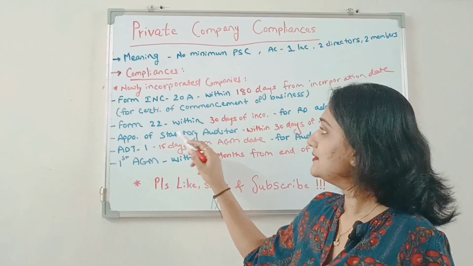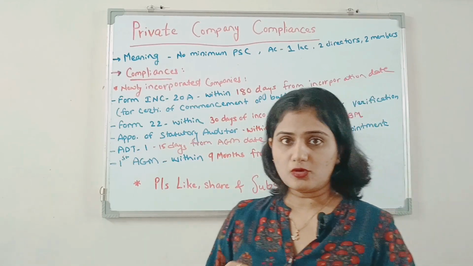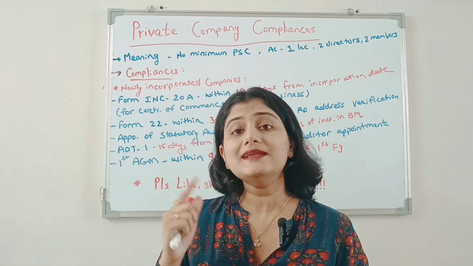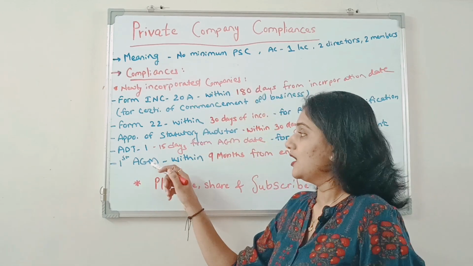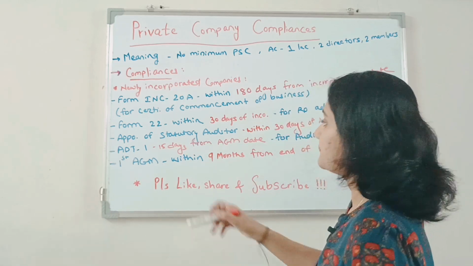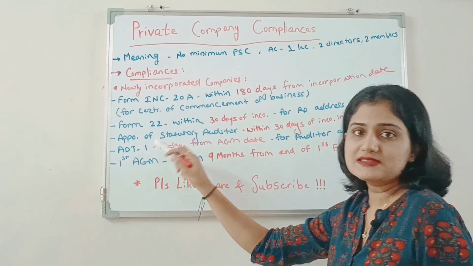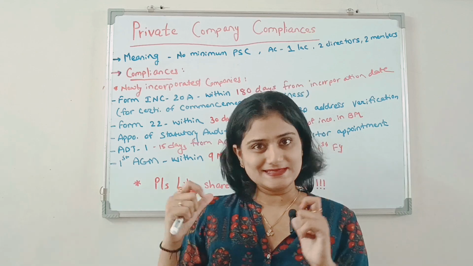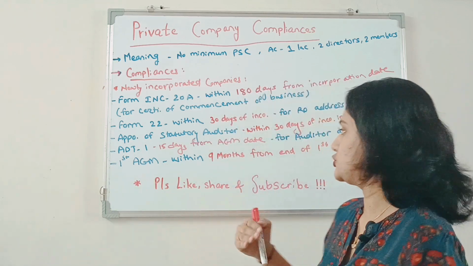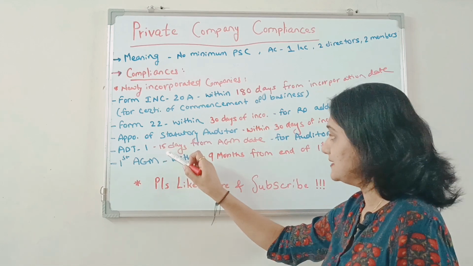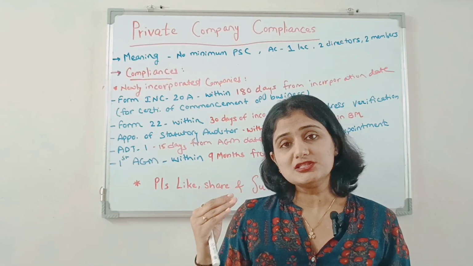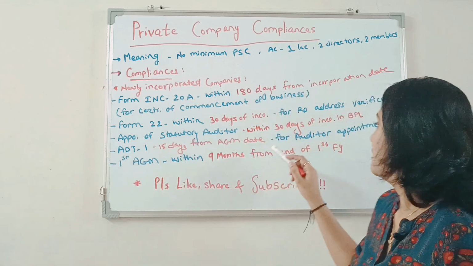Now coming to next, post appointment of the auditor in the board meeting, the company is not required to file form ADT-1. It is required to be filed once the appointment is approved in the first annual general meeting. ADT-1 is the form for appointment of the statutory auditor, that is the chartered accountant who can be appointed as the statutory auditor. The timeline is 15 days from the AGM date, that is the first AGM in which his appointment is approved.